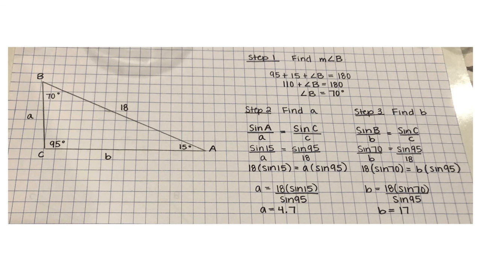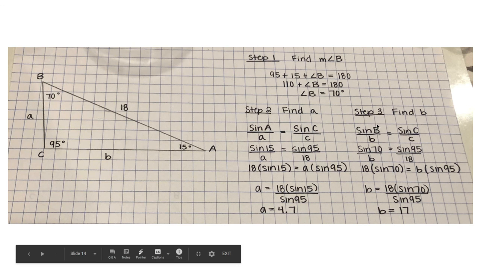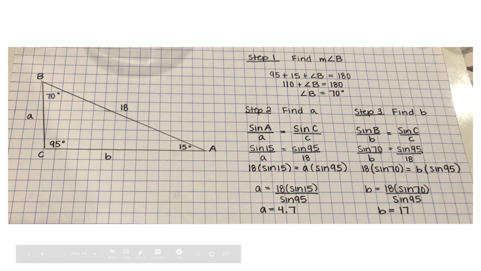Same exact steps for side B. So we're going to start with sine B over side B equals sine C over C. Filling in what we know, so sine of 70 over B equals sine of 95 over 18. Cross multiplying to get 18 times the sine of 70 equals B times the sine of 95. Dividing by the sine of 95 on both sides to get B equals 18 times the sine of 70 over the sine of 95, and you're going to get that B is 17.